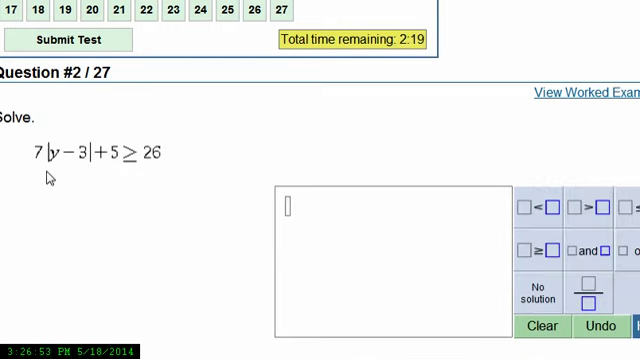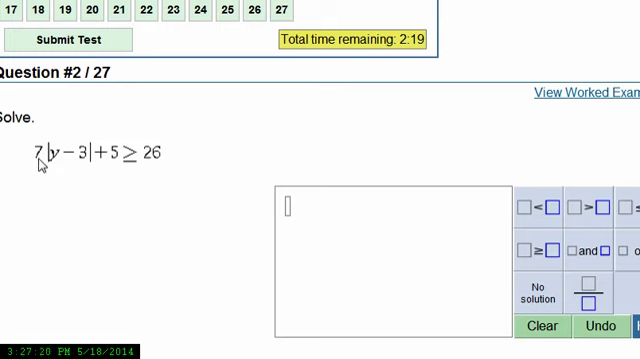Question number 2 says solve the absolute value inequality: 7 times the absolute value of y minus 3, plus 5, greater than or equal to 26. What we want to do is get the absolute value expression by itself. So I want to subtract a 5 from both sides, which gives me 21. So I'll have 7 times the absolute value of y minus 3 greater than or equal to 21.